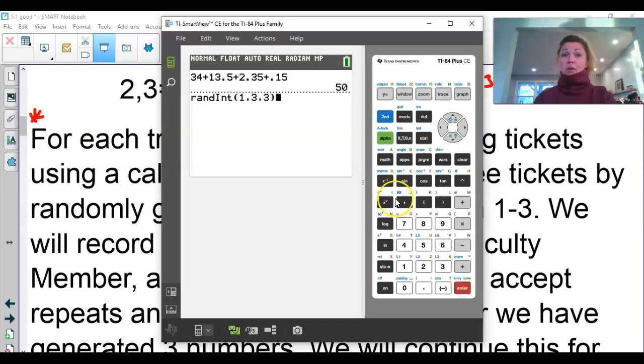Those of you with the old calculator, when you hit randInt, you'll see the parentheses, and then you're going to type 1, comma, which is right here under the sign, 3. So this is my lower bound and this is my upper bound, or my minimum number of the numbers I've generated and my maximum number of the numbers that I'm representing for those events.